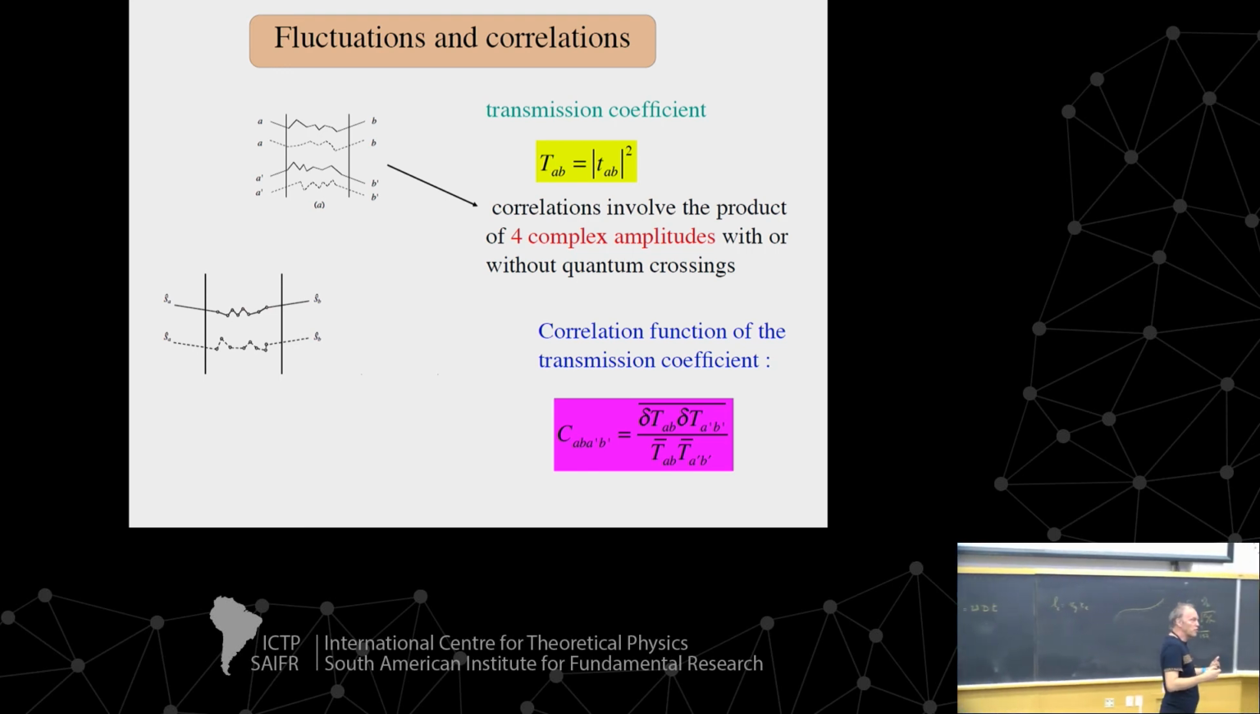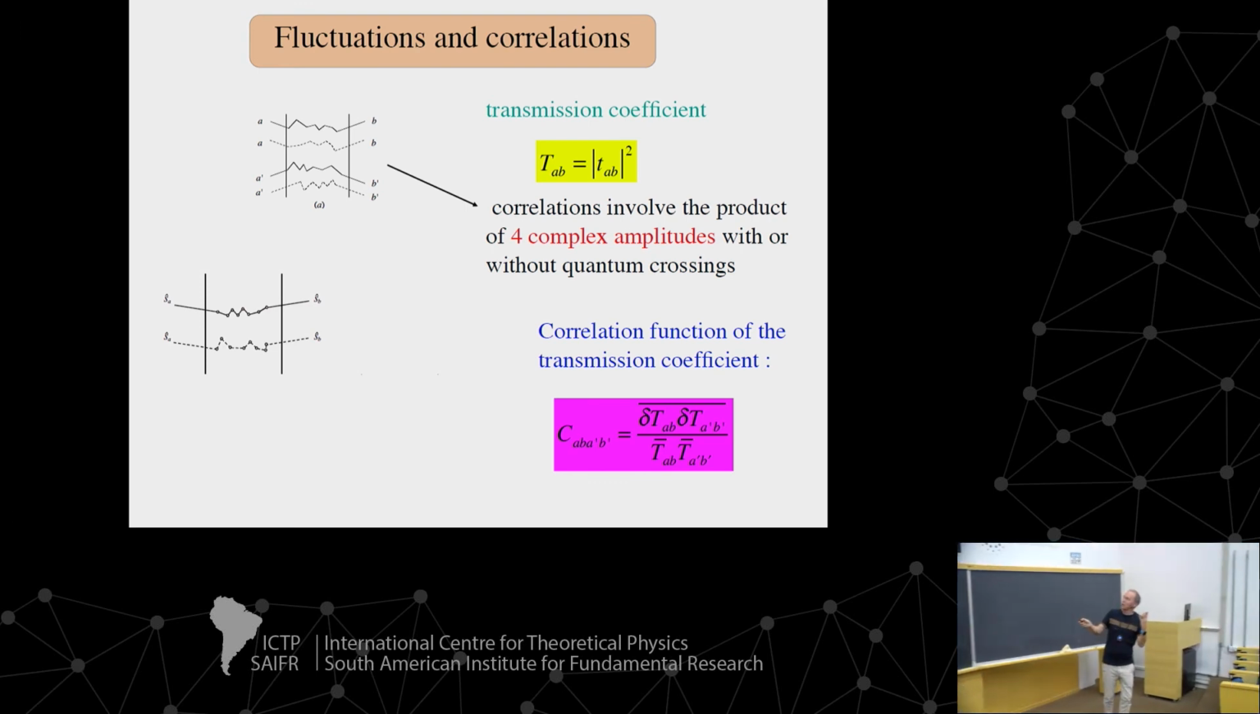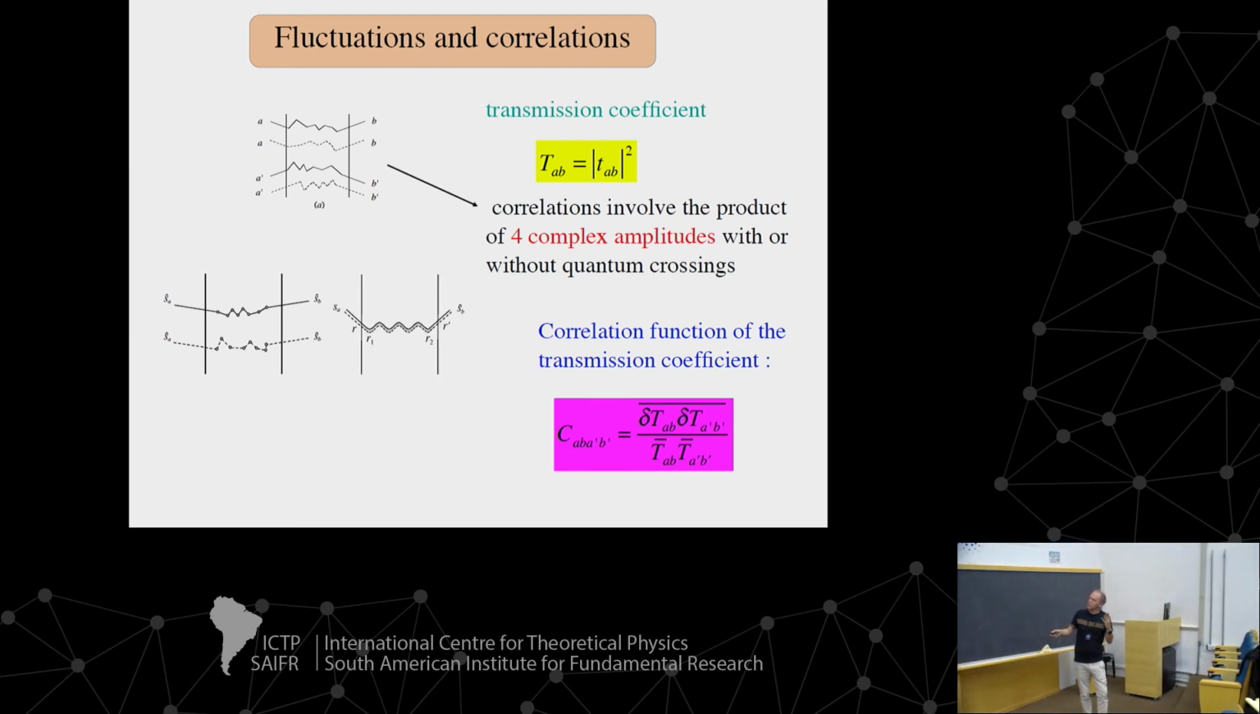So how is it possible to pair the 4 amplitudes that we have here in order to build diffusons and diffusons with quantum crossings? So how are you going to do it? Please, let's do it together. And then we will go for lunch, but not before.